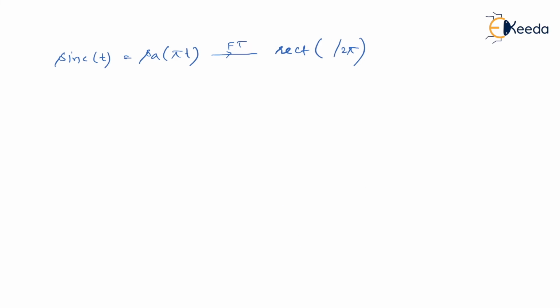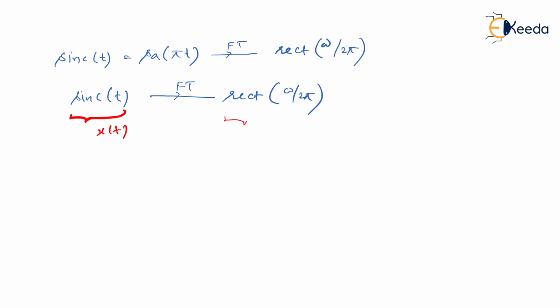Am I right? So Fourier transform, after having a Fourier transform we never have t. Am I right? We have omega. Am I right? So this is a Fourier transform for sinc function. So when I say sinc of t, I would say Fourier transform is rect of omega upon 2 pi. Then this is your x of t, and this is your x of omega.